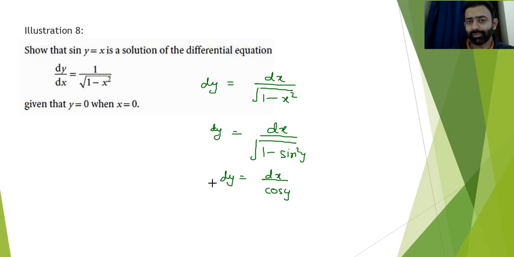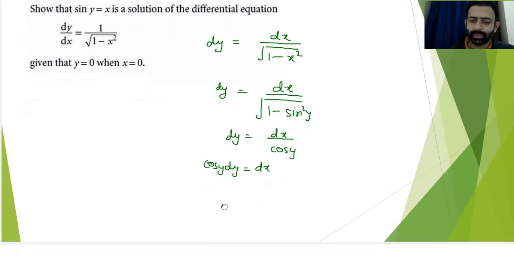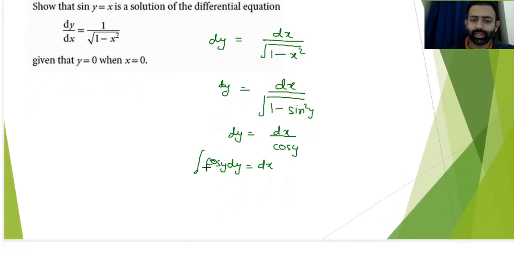You just remember that in method number 1 we were going from the solution to the differential equation, and this time we are going in reverse. If you realize this fact, now I will transfer this cos y to the LHS, so you will get cos y dy is equal to dx. Okay, separation of variables we have done. Now I can integrate this. Integral of cos y is sin y.